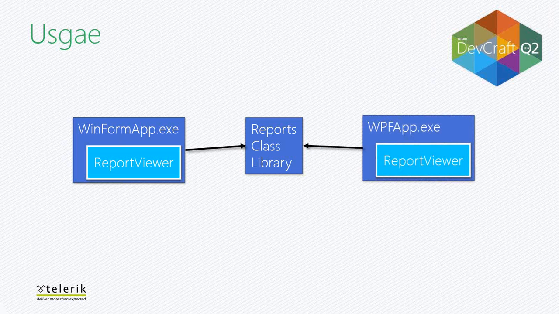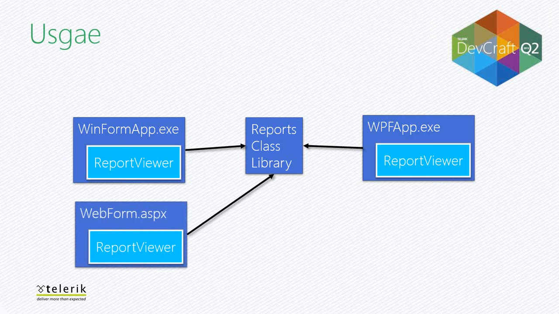Not only that, we have a viewer for a WPF application, so I put it as wpfapp.exe. It's again a Windows-based exe. Within that, we have a report viewer, and the WPF app and the WinForms app can be looking into the same report and rendering the same report. Not only that, let's assume you have a web application with a webform.aspx page. We give you a report viewer for that too. So the same report, which you have written once, can be run everywhere.